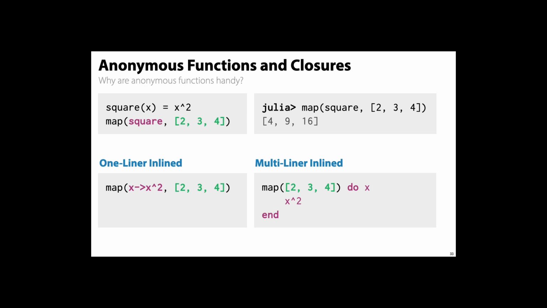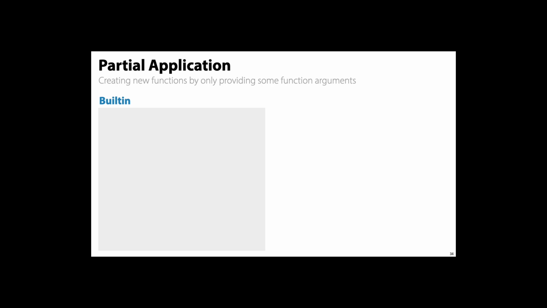When you see a do form, you have to imagine that this is as if you took the function the do form creates and gave it as the first argument to the function. So this is not particular to map. You could create your own function, and as long as your first argument is a function, you can use the do end form. Another cool thing is something called partial application.